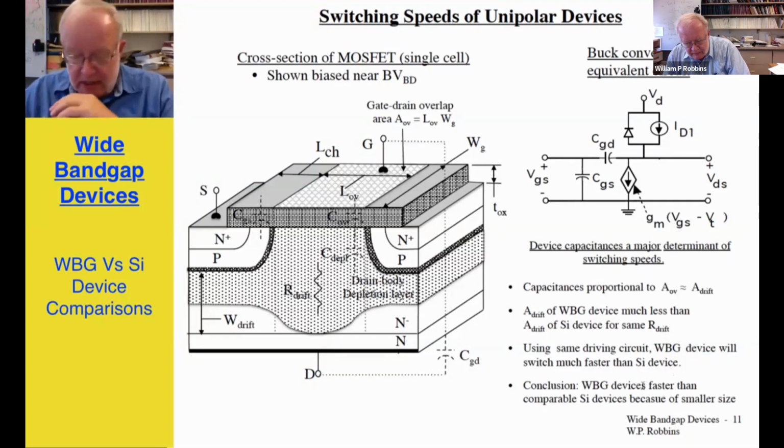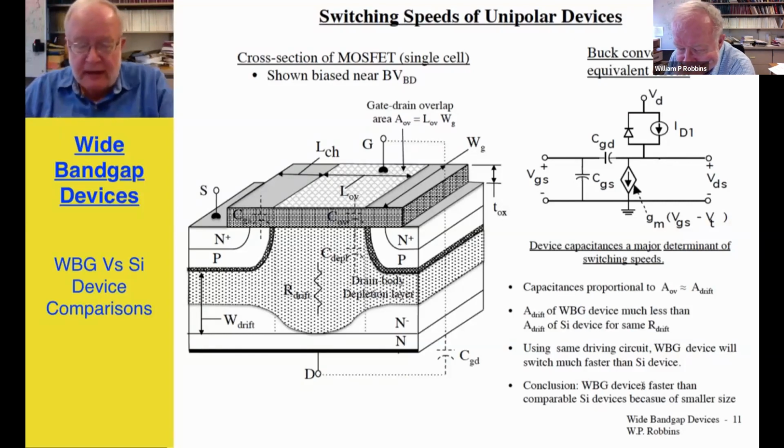The conclusion is wide bandgap devices are faster than comparable silicon devices, primarily because the much larger breakdown field strength allows the cross-sectional area of the wide bandgap device to be much smaller than that of a comparable silicon device, thus much less capacitance, or in the case of bipolar, much less stored charge.